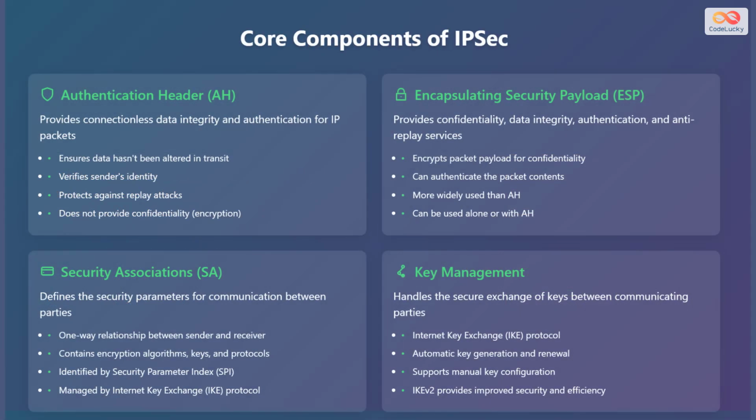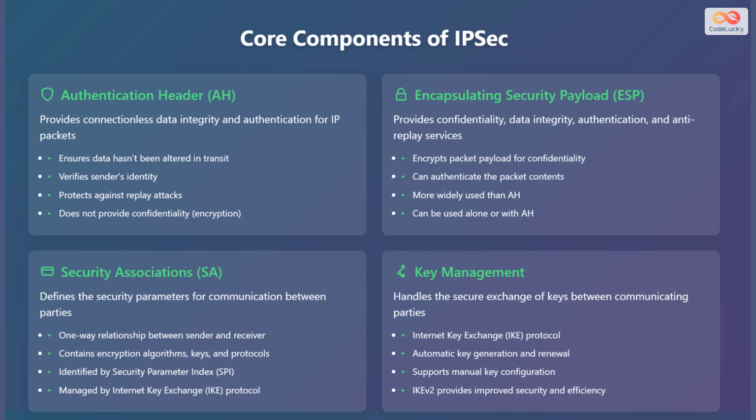IP security has several core components that work together to provide comprehensive security. Let us explore the essential elements. The first component is Authentication Header, or AH, which provides connection-less data integrity and authentication for IP packets. It ensures that the data has not been altered during transit and verifies the sender's identity. However, it does not provide confidentiality through encryption.